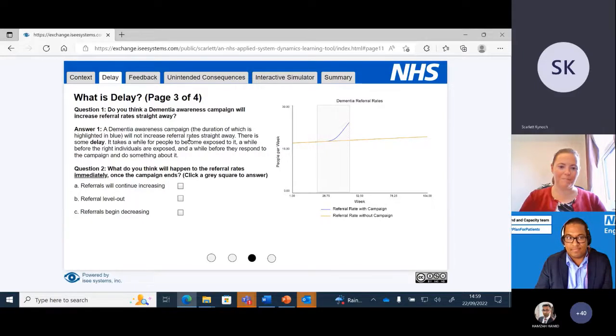So the next question is, what do you think will happen to the referral rates immediately once the campaign ends? So either A, do you think the referrals will continue to increase, B, that they level out, or C, that they then begin to decrease?